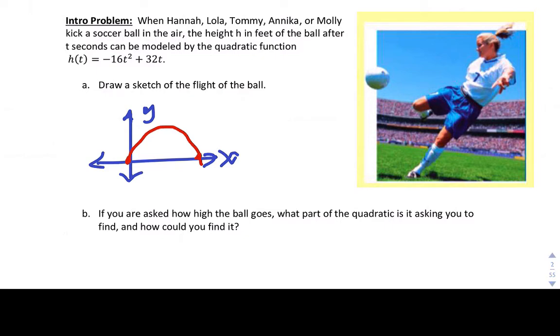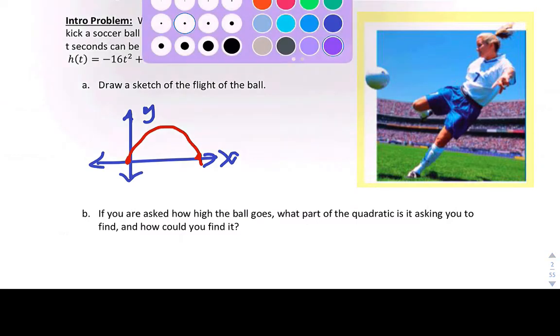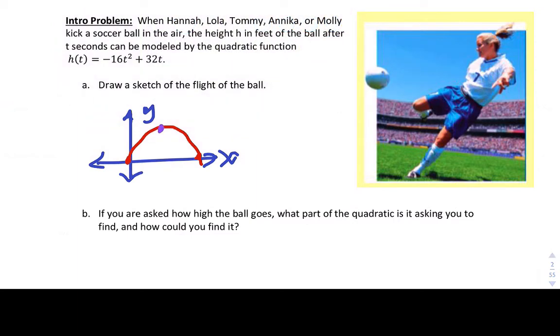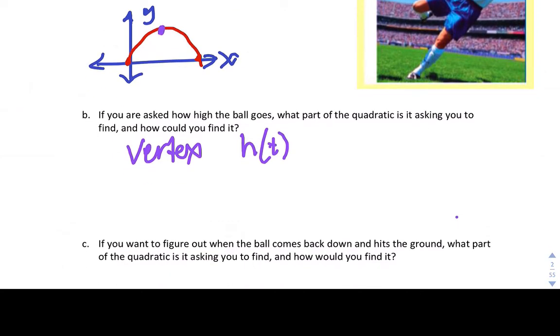The next question says, if you are asked how high the ball goes, what part of the quadratic is it asking you to find, and how could you find it? So again, we talked about this last chapter with the basketball problem. The highest the ball goes, if this is an upside down parabola, will be the vertex. And if I'm asking you how high it goes, well, that would be the h of t value or the y value. So h of t. So to do that, first we have to figure out the time it takes to reach the height. So this would be our t value, and then we'd have our h of t value here.